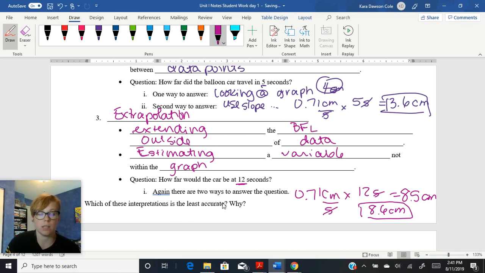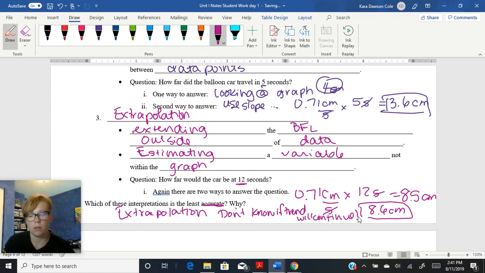So which of these interpretations is the least accurate? And I would say that the extrapolation is definitely a little extra, right? Which would cause it to be least accurate. Just because we don't actually know if the line is going to continue. So we don't know if the trend is going to actually continue. So who knows if the trend's going to continue or not, you know?